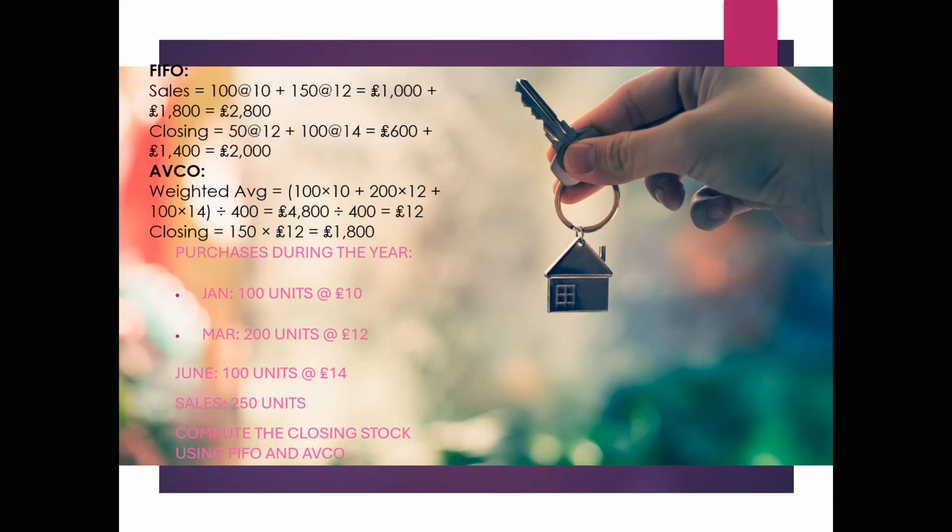So January stock is 100 at £10, right? We then have 200 at £12. We have 100 again. And so we then sold 250 in the year. Well, normally we have 400, right? Is that clear?